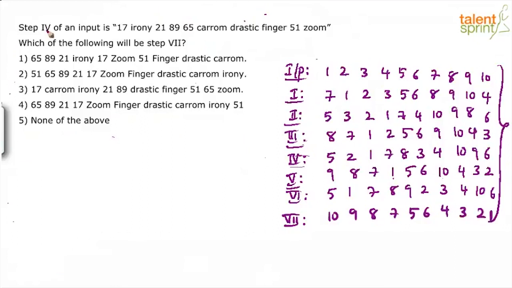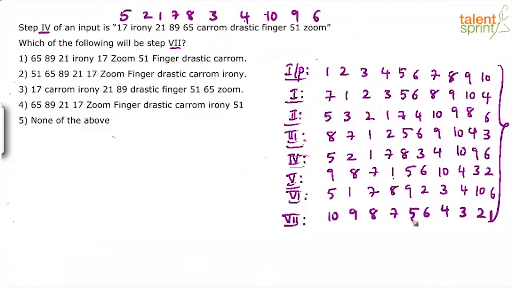Now he has given us step 4. He's asking us to find out step 7. What is step 4? 5, 2, 1, 7, 8. 3, 4, 10, 9, 6. He's asking us to find out step 7. What should be step 7? 10, 9, 8, 7, 5.